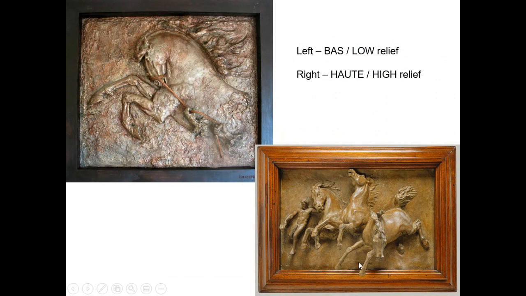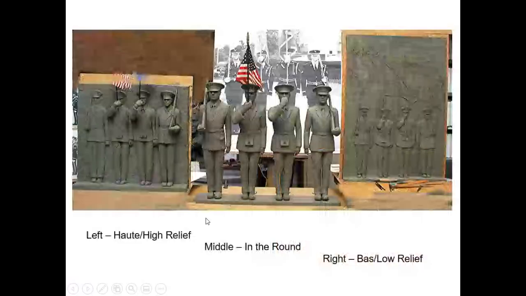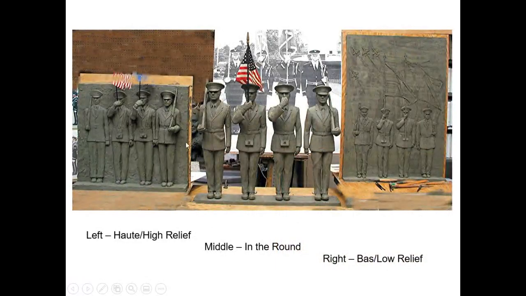In this example, some elements, the foreground parts, the hooves and legs, extend so far forward you could wrap your hand around them. This would be an example of high relief. So we call low relief bas in French. High relief in French is haute relief. So either term works. In this example, you can see the same subjects being presented in three different formats.